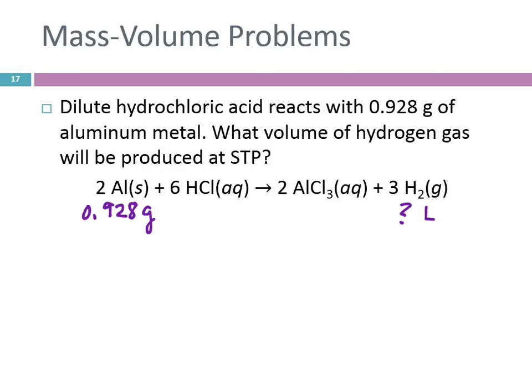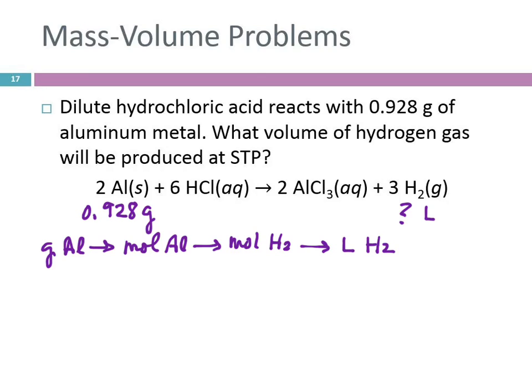The mole to mole part is like the centerpiece of the stoichiometry calculation. You always do moles to moles. Some questions, that's all you do, but you always have to do moles to moles. You can't just skip it and go grams to liters. It's not going to work. So we're going to have grams of aluminum to moles of aluminum to moles of hydrogen. And this time, instead of going to grams of hydrogen, we're going to liters of hydrogen.